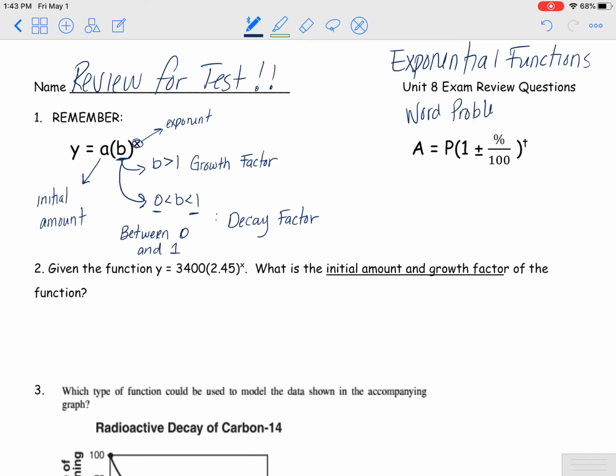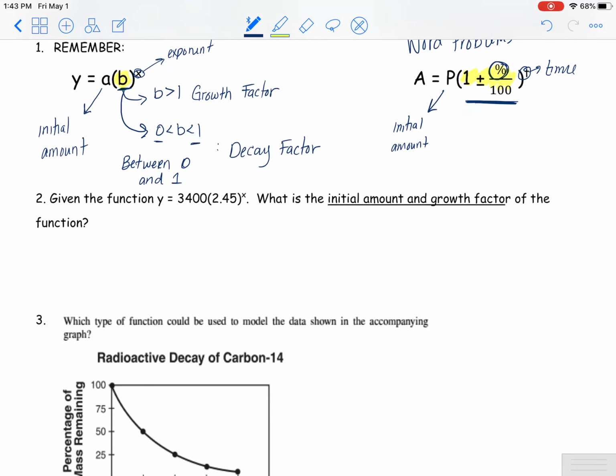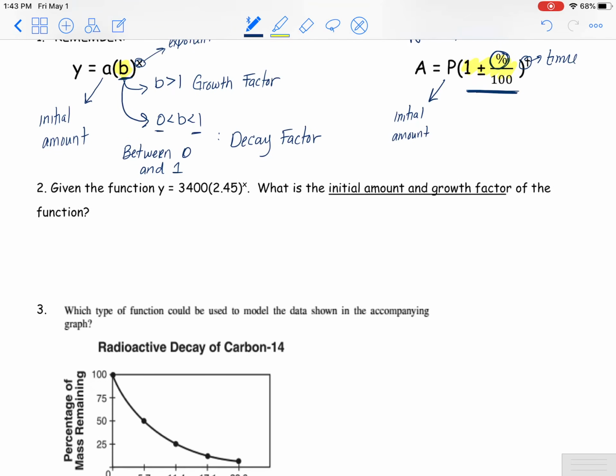Now, when we work with word problems, we're going to have something that looks like this. Just like before, the number in the front was always your initial amount. This was always your percent. And t always stood for the time. Now, just like before, this value here inside the parentheses happens to be the same exact thing as what the b value is, just written a little differently. It's the same exact value. That's your factor.